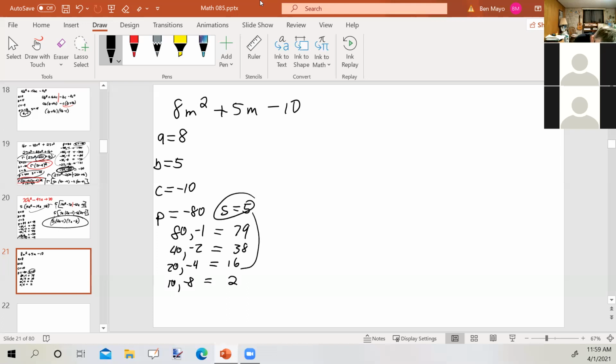The number I'm seeking is right in there, right? 5 is between 16 and 2. So that means the pair of numbers I'm looking for, one of them has to be between 20 and 10, and one of them has to be between negative 4 and negative 8. There are fewer numbers between negative 4 and negative 8 than between 20 and 10. So my negative number would have to be negative 5, negative 6, or negative 7. Well, negative 6 and negative 7 don't even go into negative 80 evenly. So the only possibility is negative 5.